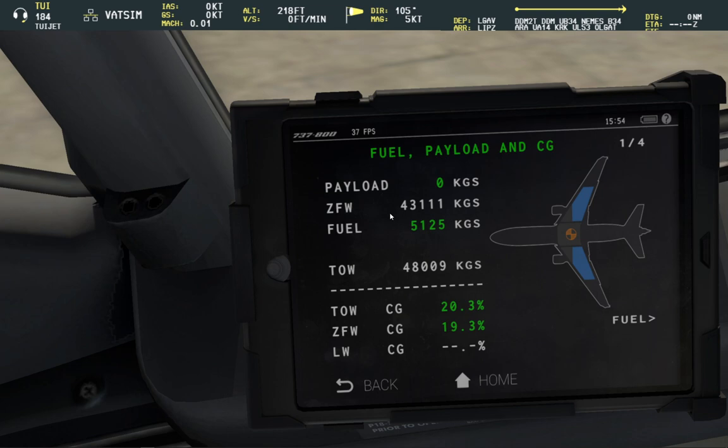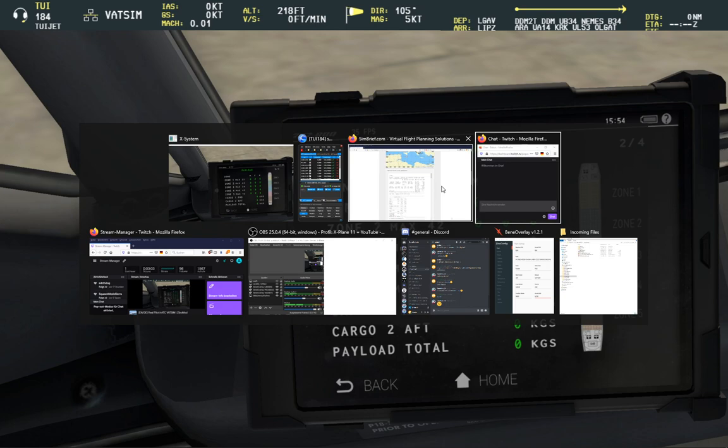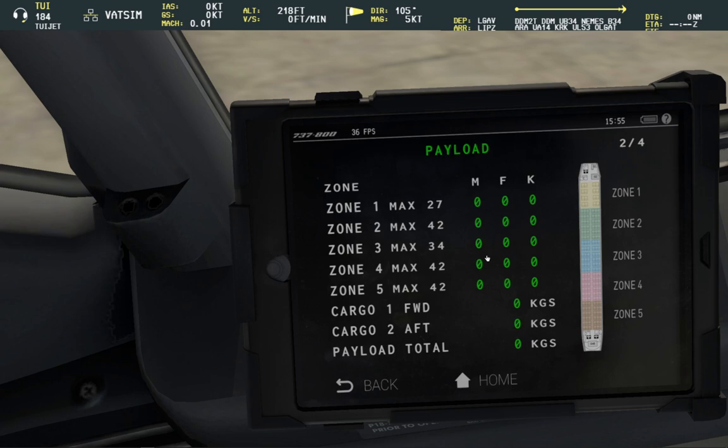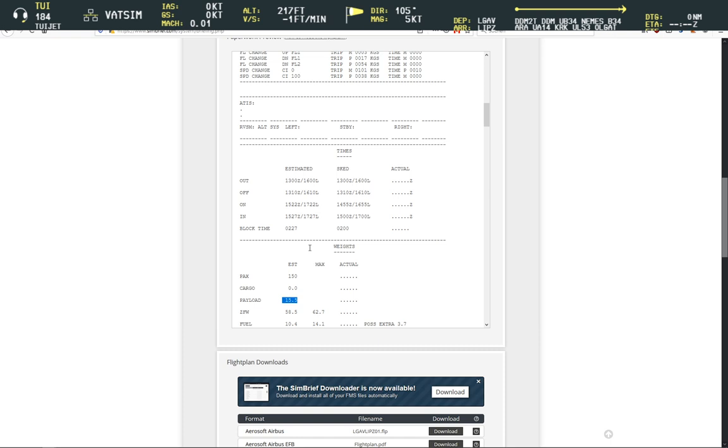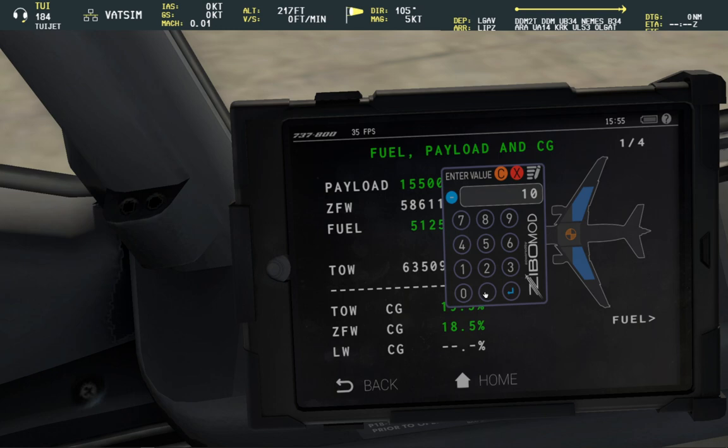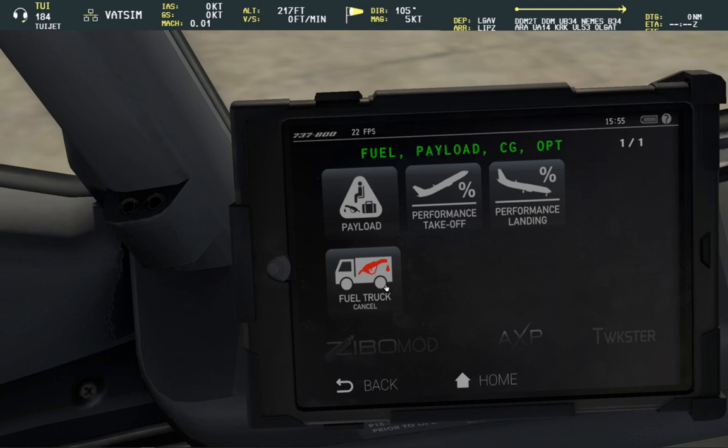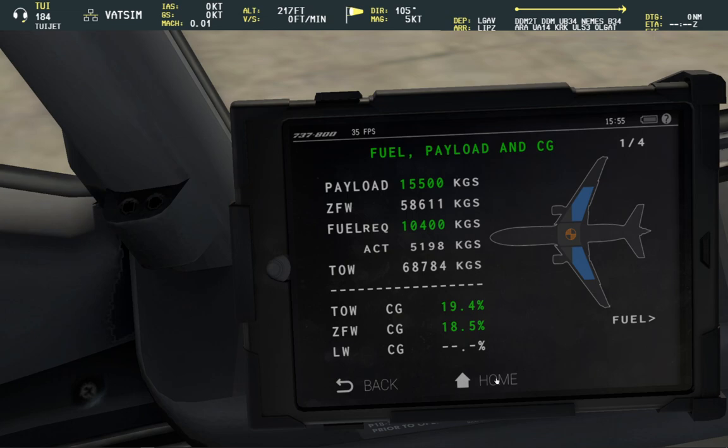Payload is. Yeah. 15.5 on fuel, 10.4 fuel, request fuel truck, there we go. Well, let's start up the systems.